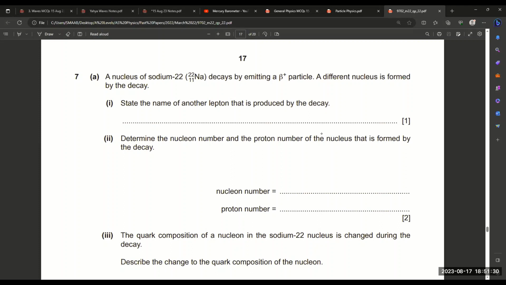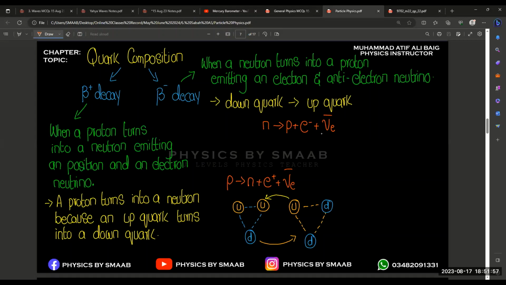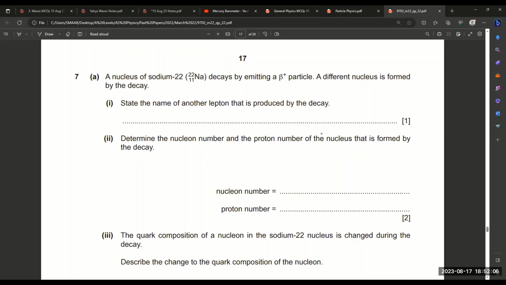So in the first question, they are asking with reference to the particle that a nucleus of sodium 22 decays by emitting a beta positive particle. A different nucleus is formed by the decay. State the name of another lepton that is produced by the decay. If you remember the experiment that we discussed in the last topic of the chapter, there are two compositions, beta positive and beta negative, right? So they are asking about the name of the lepton, right?